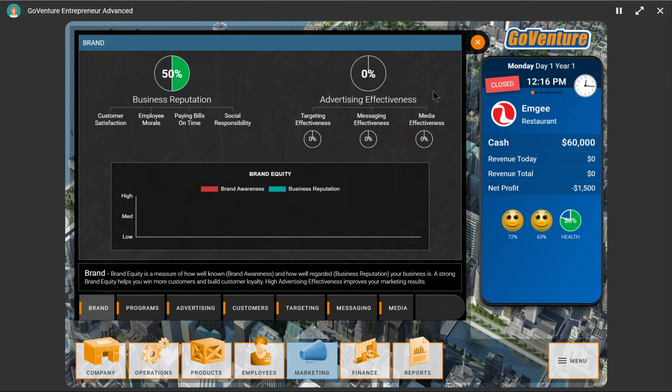What that means is, the better you're able to identify your target customers, craft a message that will resonate with those customers, and then choose the right media in order to reach those customers, the more effective you are at doing those things, the better your investment in advertising will be. And that's what advertising effectiveness is measuring. So when you're ready to start advertising, you've got to actually do three things. You've got to set your targeting, your messaging, and your media, which you can see at the bottom of the screen here. But before we do that, let's take a quick look at programs.